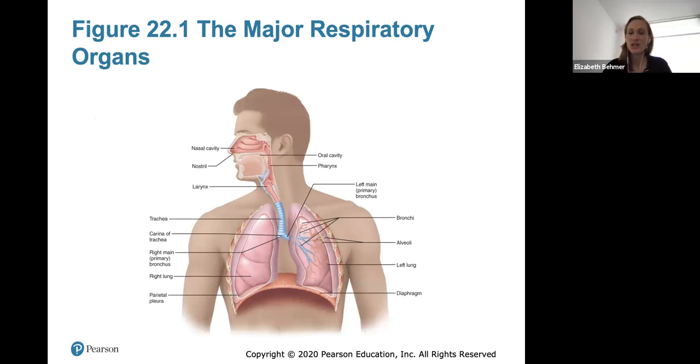The pharynx is just another word for your throat, and you have different parts of the pharynx. The part that's behind the nasal cavity is called the nasopharynx. The oropharynx is behind the oral cavity, and the laryngopharynx is behind the larynx. And those are all parts of the pharynx, or your throat.